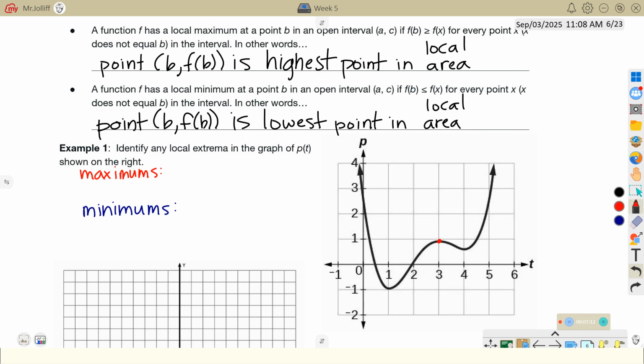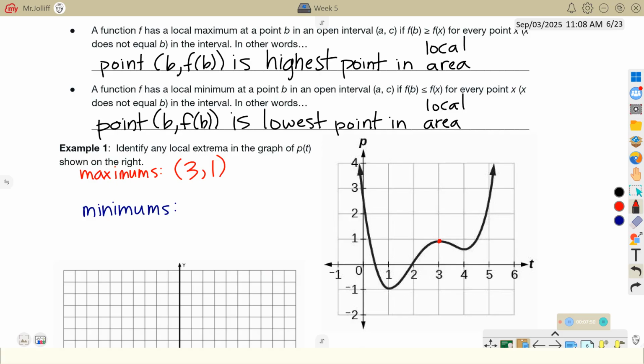Good. So we agree there's one local maximum. And what point is that local maximum occurring at? Approximately. 3, 1, yeah. X is 3, y is 1. In other words, as a mathematician, I would say this function has a local maximum at x equals 3 at a height of 1. The maximum occurs at x equals 3. The maximum value is the output, which is 1.